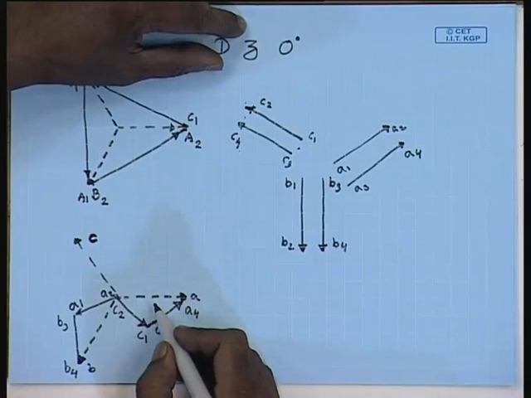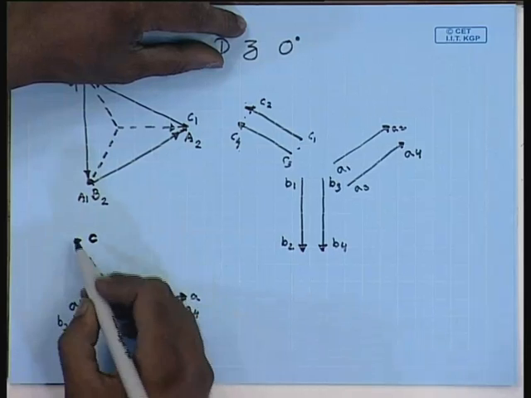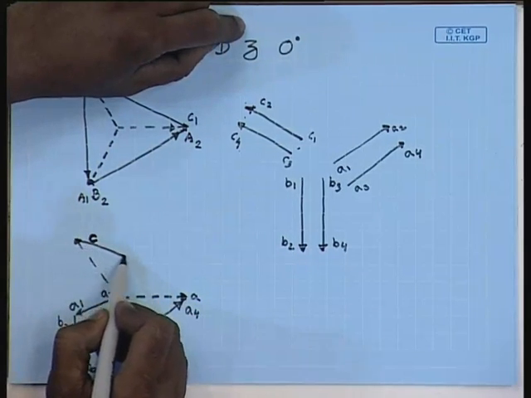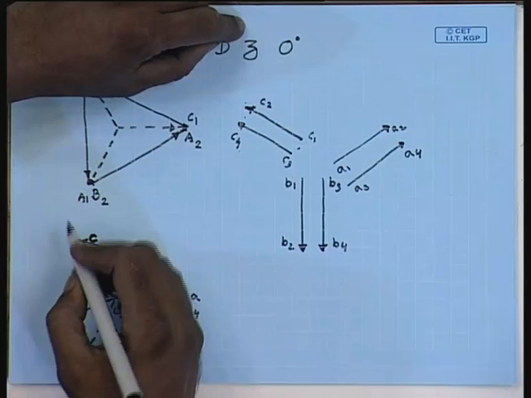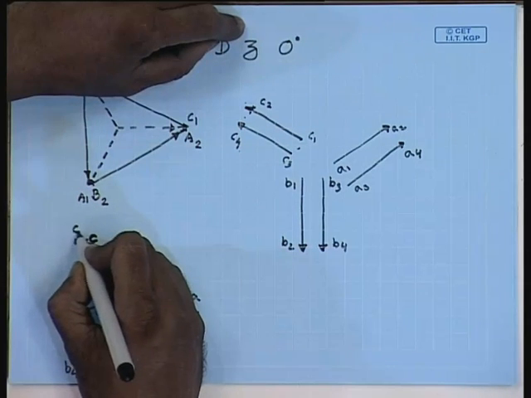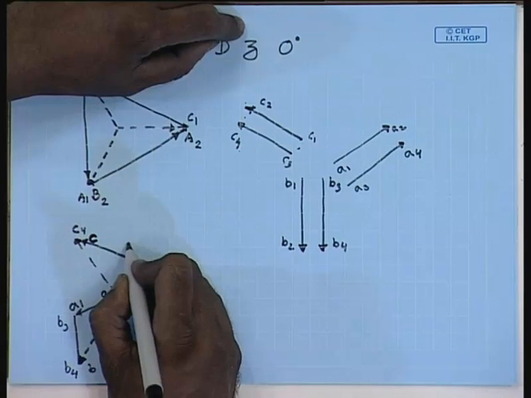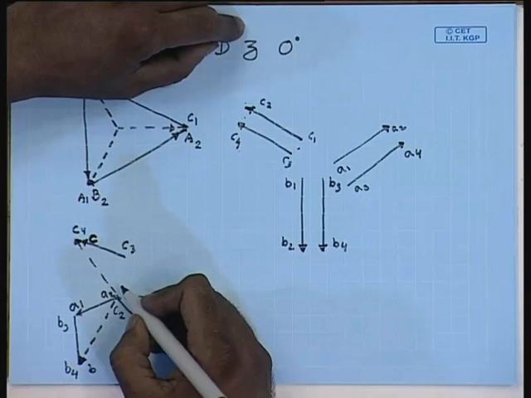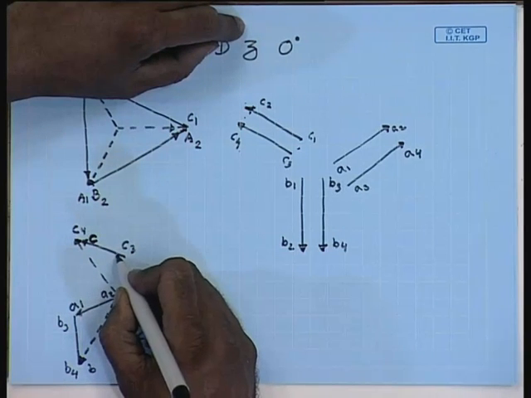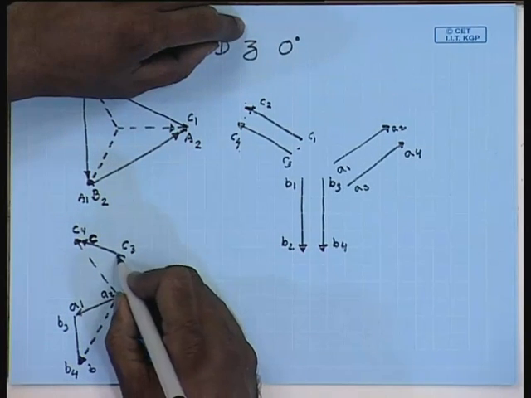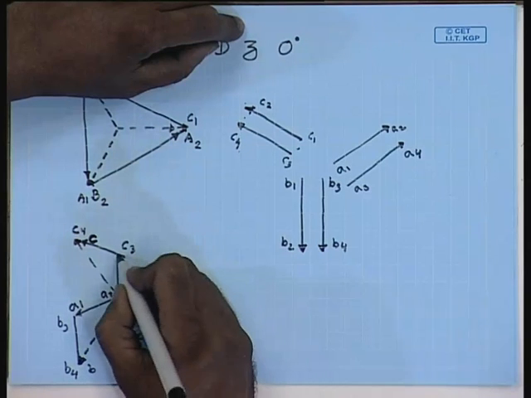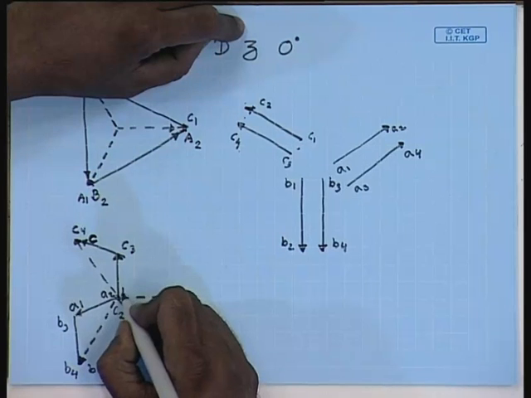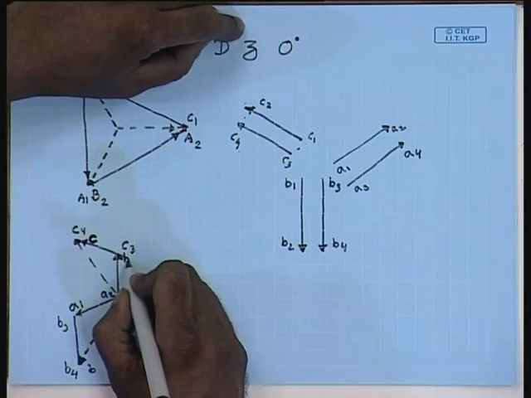C phase will be formed with C4, C3 as the last leg, and this will be B2, B1.